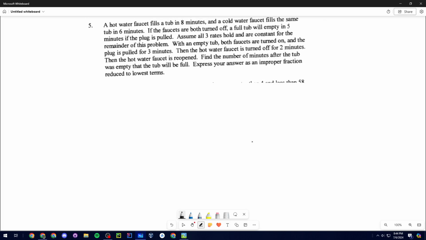Hot water faucet, 8 minutes, 6 minutes. Oh, okay. So basically, hot water is like, I'll use H times 8 is equal to 1 tub. Cold times 6 is equal to 1 tub. And then E times 5, where E is negative, is equal to 1 tub.